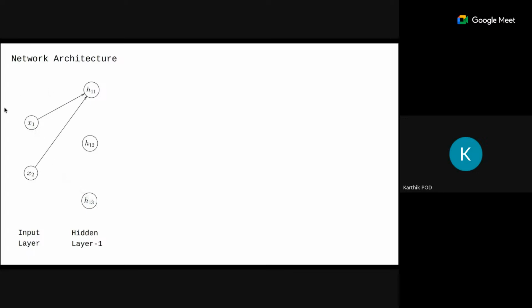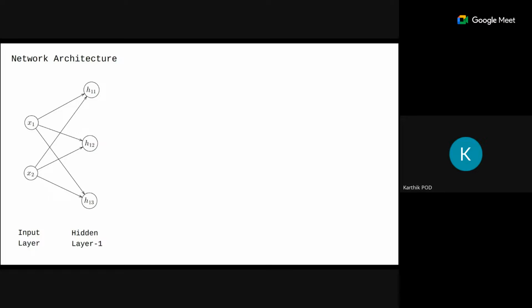For example, for the first neuron in the first hidden layer, there are 2 connections coming from the input. Likewise, you will have two connections to the second neuron and to the third neuron. These are all independent connections. This connection is not dependent on this one. This is coming from this input, and this is coming from this input.